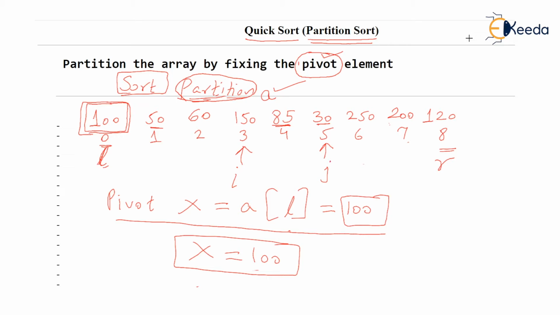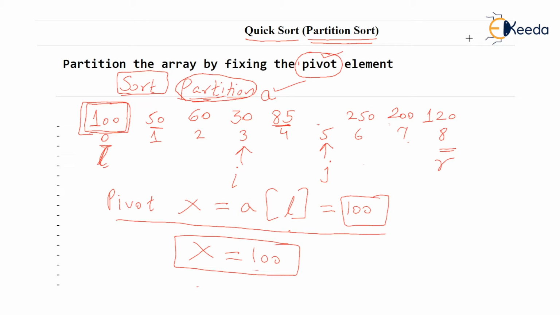Now I and J have stopped again. Recall what we did last time. When I and J stopped, we swapped AI with AJ. We will do this again. 30 and 150 will be swapped. So 30, which was at fifth place, will now be stored at third place, and 150 will be stored at fifth place. 150 is now at fifth place.